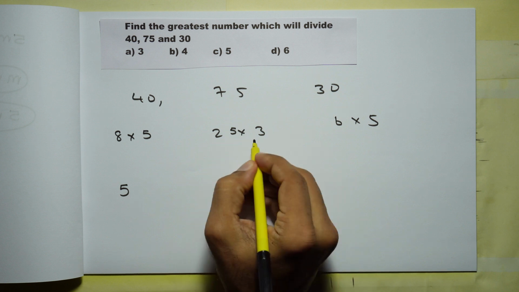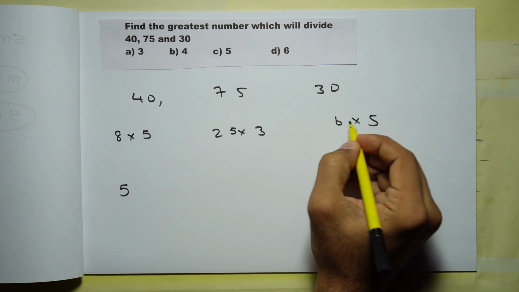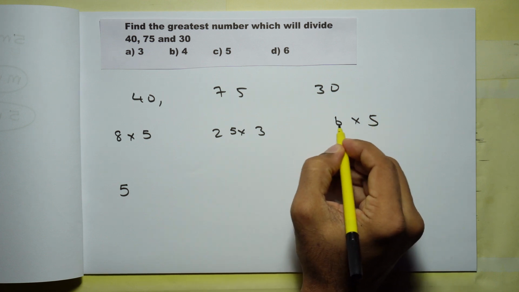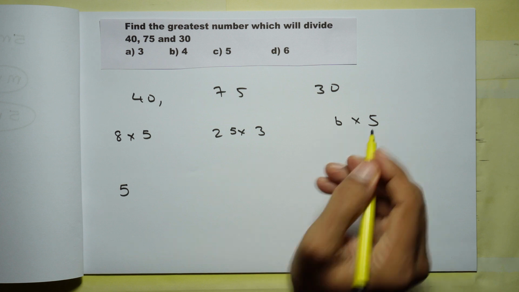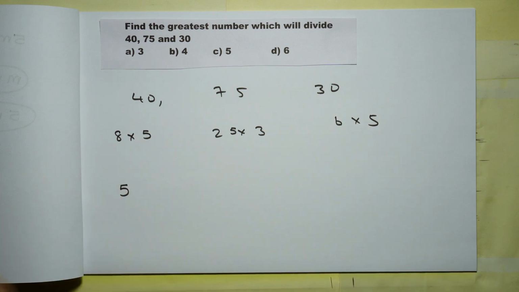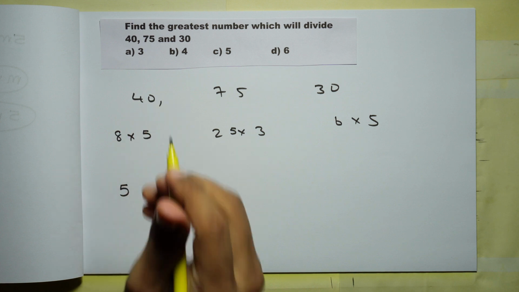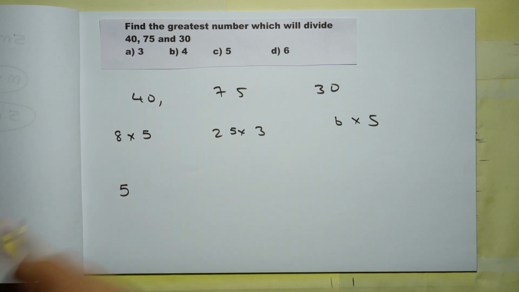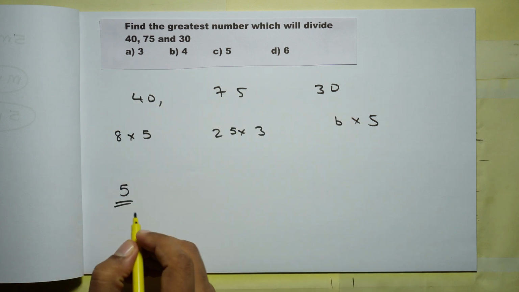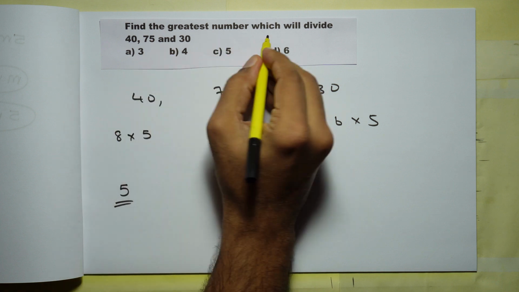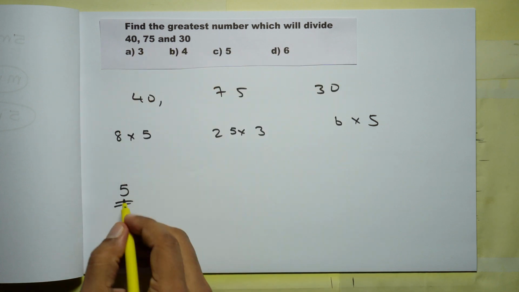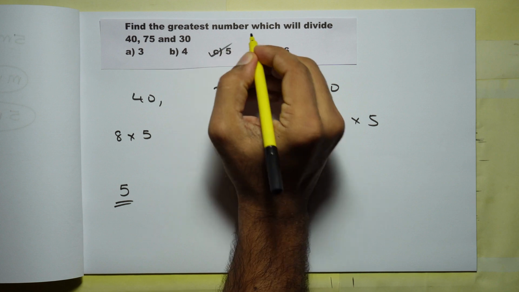Next let us try 3. 3 is here. Here also 3 is there. 6 is 3 into 2. So 1 3 is available. But here there is no 3. 3 will not divide 40. So the highest number which will divide all the three numbers will be 5. So the greatest number which will divide all the three numbers is 5, option C.